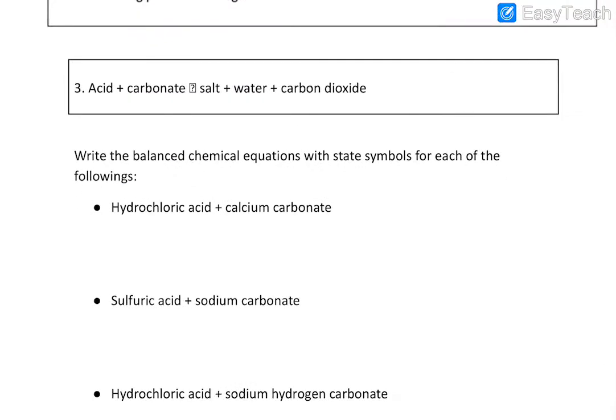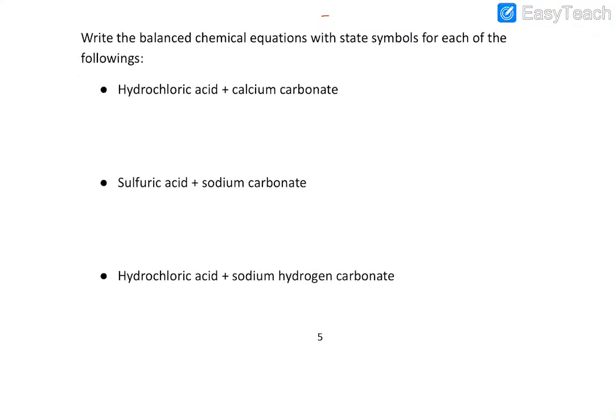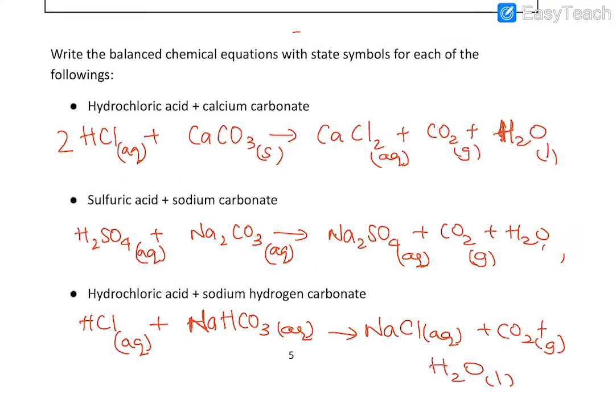Now, acid and carbonate: acid plus metal carbonate gives salt plus water plus carbon dioxide. Check your equations for these. So verify your equations. So you see sodium carbonate is aqueous, but calcium carbonate we're considering as insoluble, so partially soluble, so insoluble. Sodium hydrogen carbonate, aqueous. All sodium salts are soluble. If it is soluble, it is in the aqueous state.